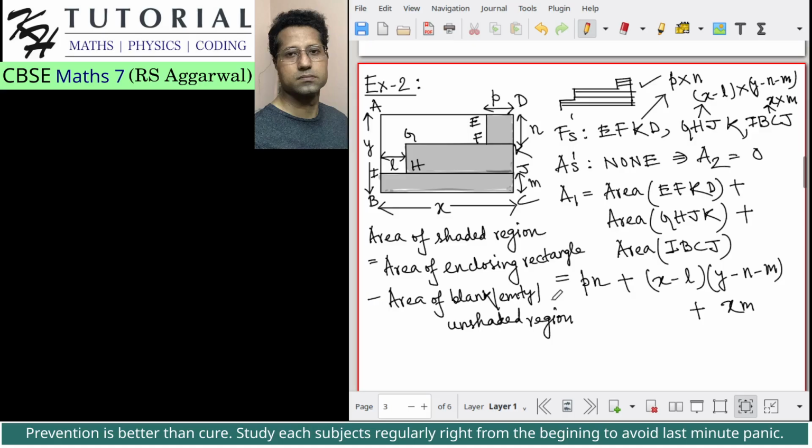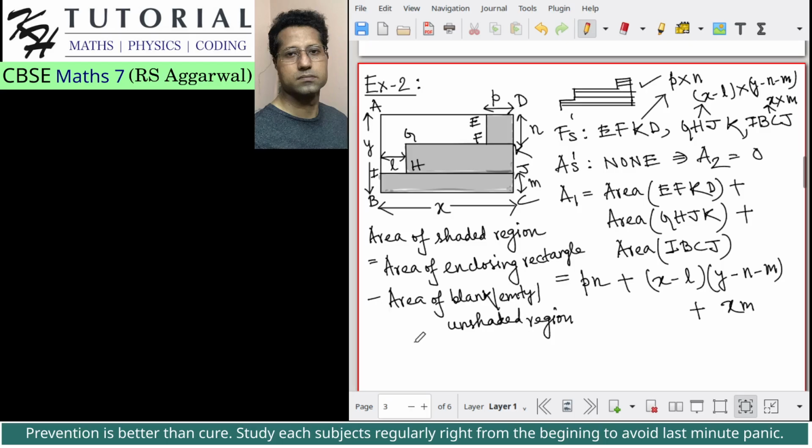Now for this, in most of the problems you can easily find the dimension of the enclosing rectangle. That is, in all these illustrative examples, I am referring to the enclosing rectangle as ABCD. So the dimension of ABCD you can easily find out in the given problem, so you can easily know the area of the enclosing rectangle. So I just need to find somehow the area of the blank, empty or unshaded region.